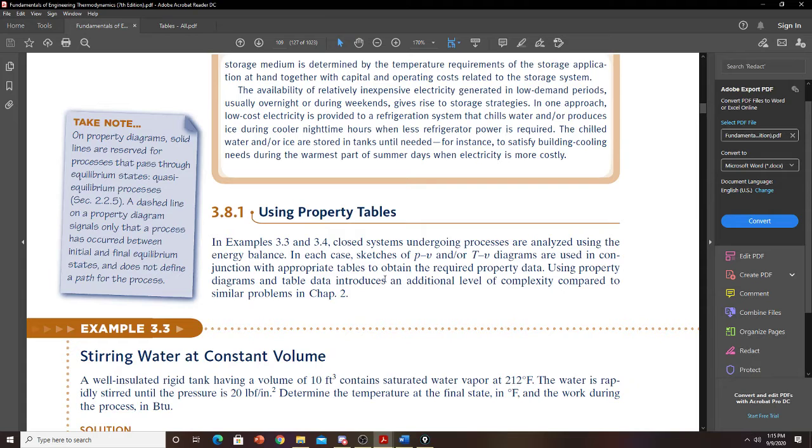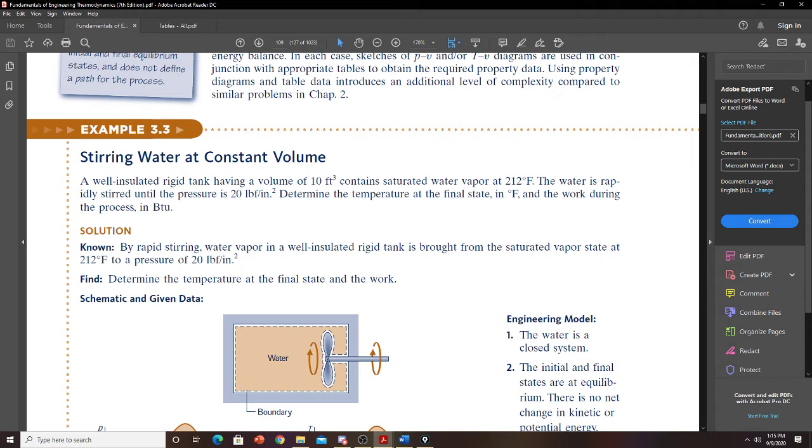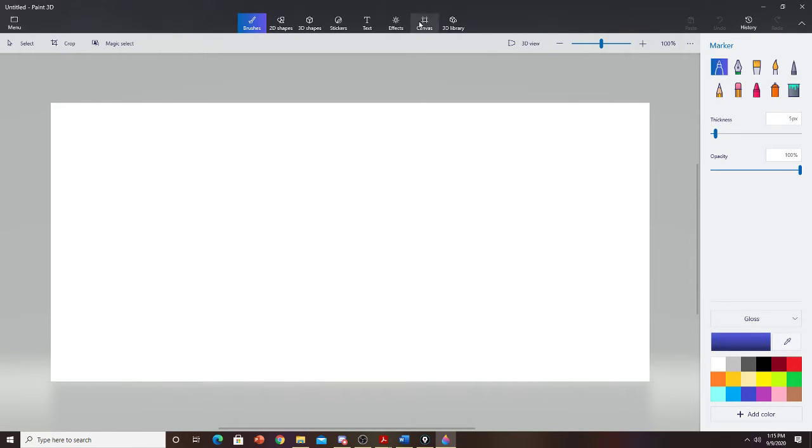So it says 3.8, using property tables. In examples 3.3 and 3.4, closed systems undergoing processes are analyzed using the energy balance. In each case, sketches of PV or TV diagrams are used in conjunction with appropriate tables to obtain the required property data. Using property diagrams and table data introduces an additional level of complexity compared to similar problems in Chapter 2. So this is what we're going to be doing. If you aren't quite sure about the tables yet, we're going to do another very quick question on tables. Everyone's favorite Paint 3D is back.